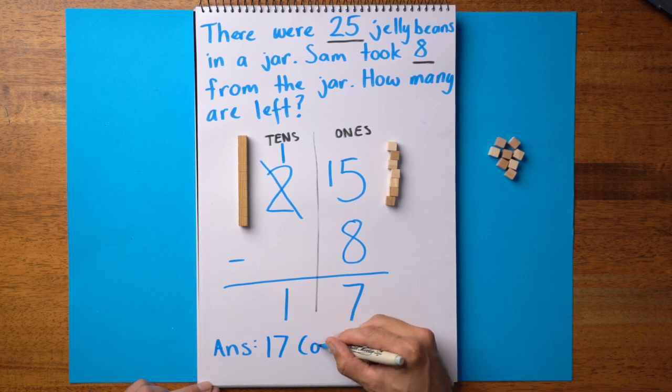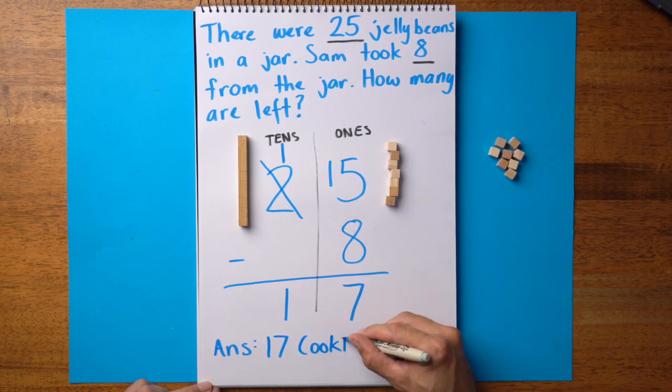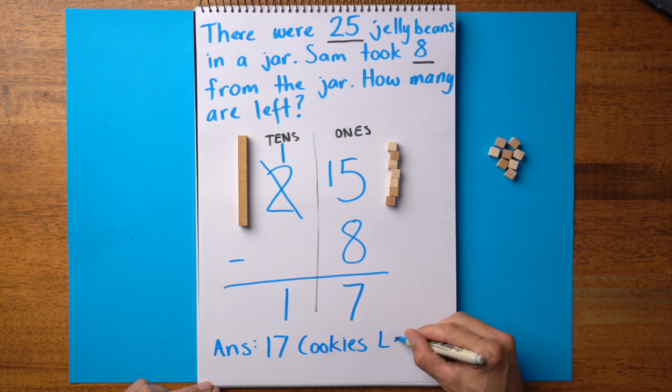17 cookies left. That's how we do subtraction with regrouping.